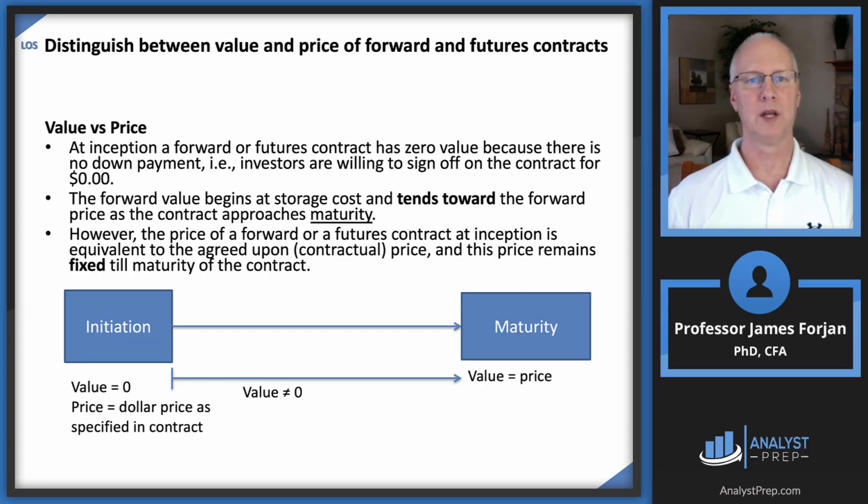How about this LOS? Distinguish between value and price of forward and futures derivative contracts. Yeah, this is an important distinction in the derivatives terminology. At the inception, in other words, when the two parties sign a forward or a futures contract, the value is always set at 0 because you're just simply agreeing to do something in the future, whether it's a forward or a futures contract, whether it's trading an Apple or trading the S&P 500 index or trading an interest rate. Two parties just agree and they shake hands and say, hey, at some time in the future, we're going to get together and trade. And so there's really no money required.